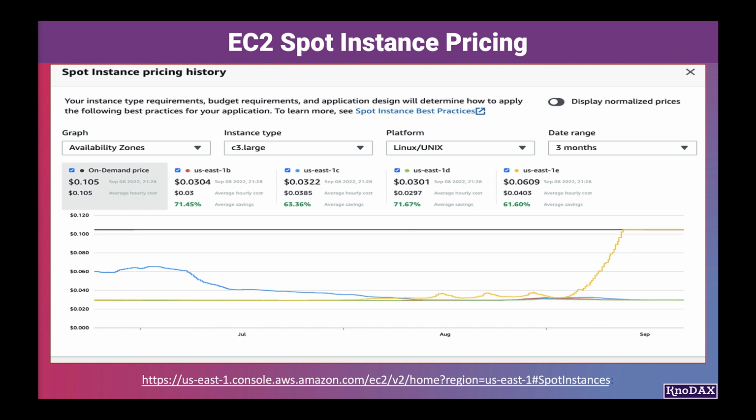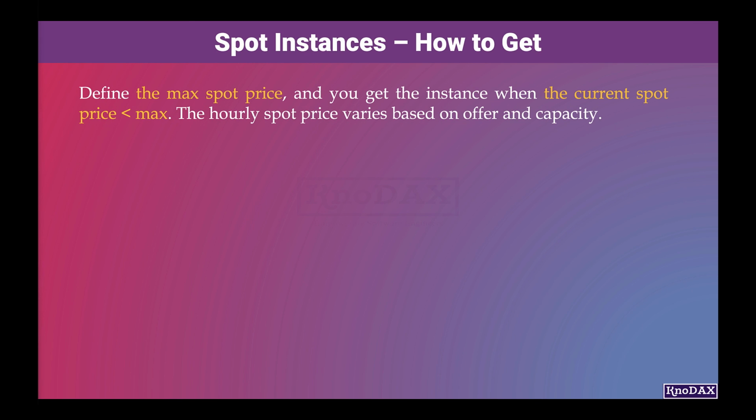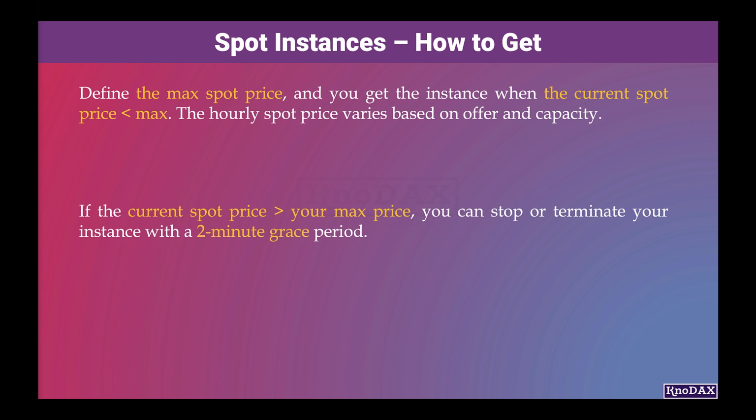Let's talk about how to get an EC2 Spot Instance. You define the max spot price and get the instance when the current spot price is less than the maximum price you defined. The hourly spot price varies based on offer and capacity. If the current spot price goes above your defined max price, you can choose to stop or terminate your instance with a 2-minute grace period.